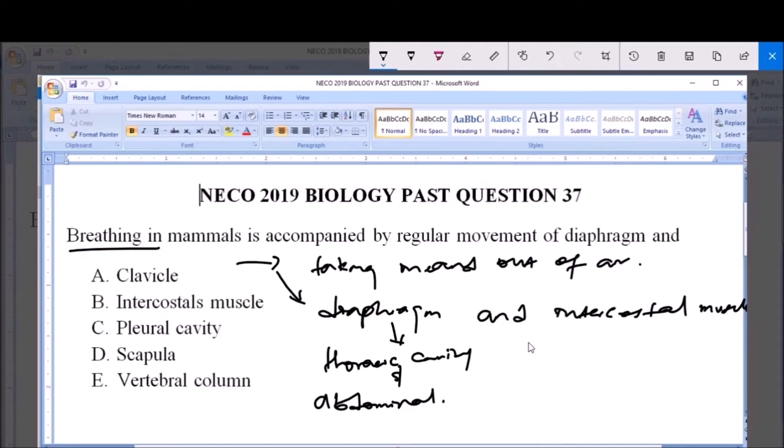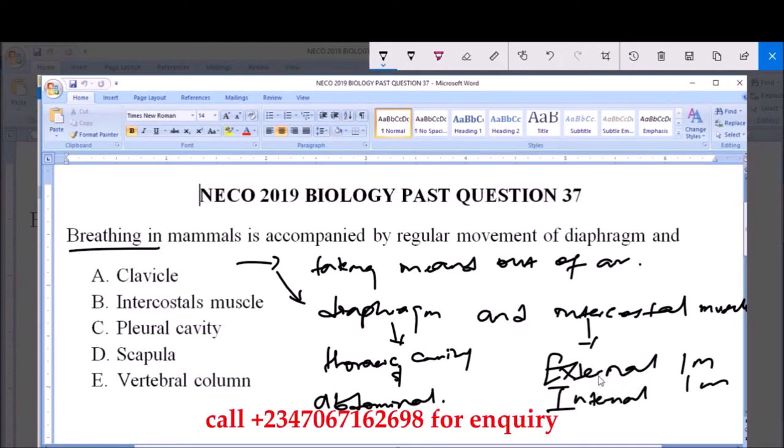The intercostal muscles are, we have the external intercostal muscle, the internal intercostal muscle, and then we have the transverse and the other. These are the main intercostal muscles. Now, these intercostal muscles also contract and relax during inspiration and expiration.